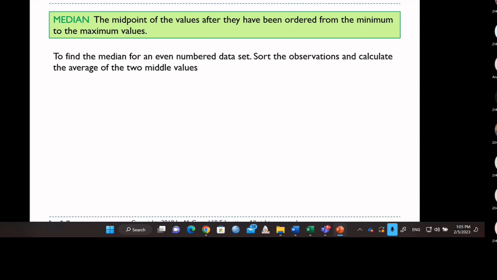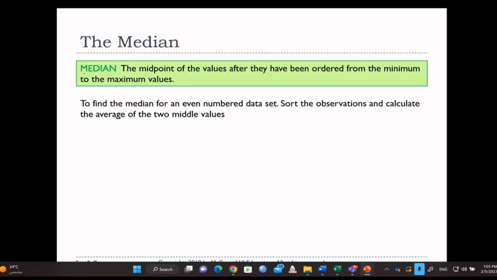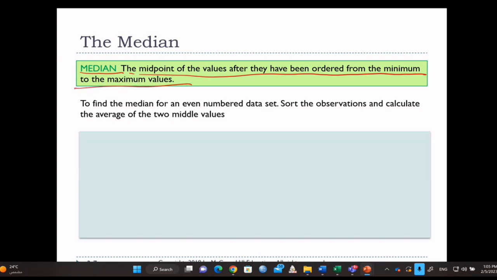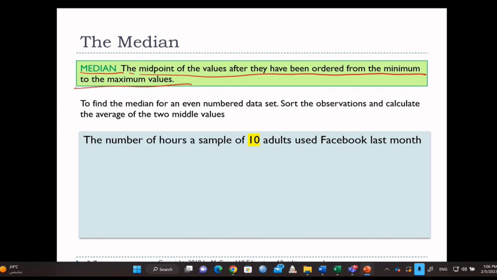What is the median? The median is the midpoint of values after they have been ordered from minimum to maximum. If I have data, for example, the number of hours a sample of 10 adults used Facebook last month, this is a sample of 10 persons: 3, 5, 7, 9, these 10 numbers. I want to find the median for these values.